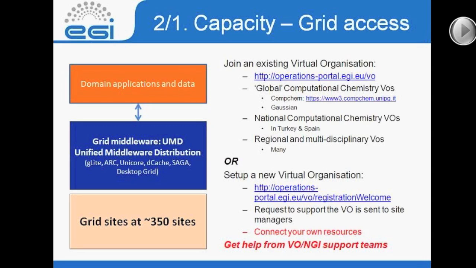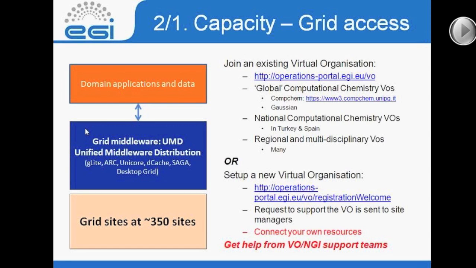These grid services are operated on the different resource centers, on roughly 350 resource centers. And basically what's available on those centers is the grid middleware called UMD, Unified Middleware Distribution. It's a complex software stack that incorporates contributions from gLite, ARC, UNICORE, EK, SAGA, and desktop grid middleware types. And all these services in this Unified Middleware Distribution provide batch job submission, data transfer, metadata management, and access control services for virtual research communities.